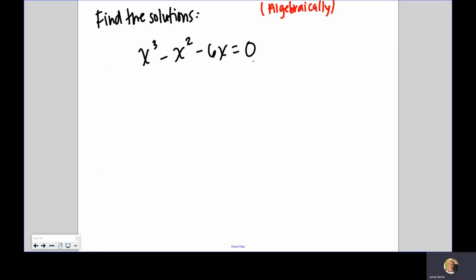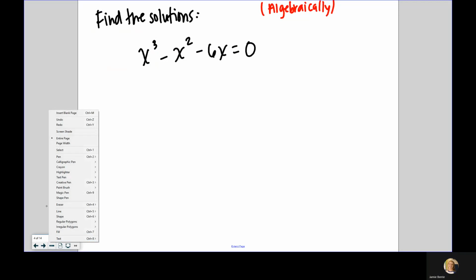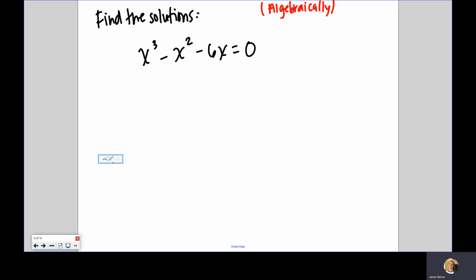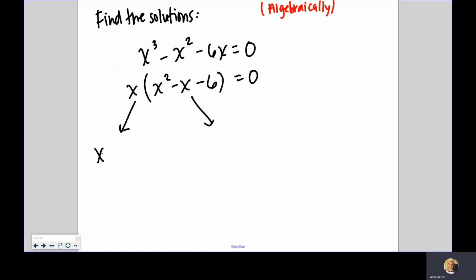So when I look at this, we're going to use the method of factoring. The first thing I notice is that there's an x in every term, so I'm going to go ahead and pull out an x. That's going to leave me with x squared minus x minus 6 equals 0. Now I can split these up, set this first piece equal to 0, set the second piece equal to 0. There's one of my solutions.